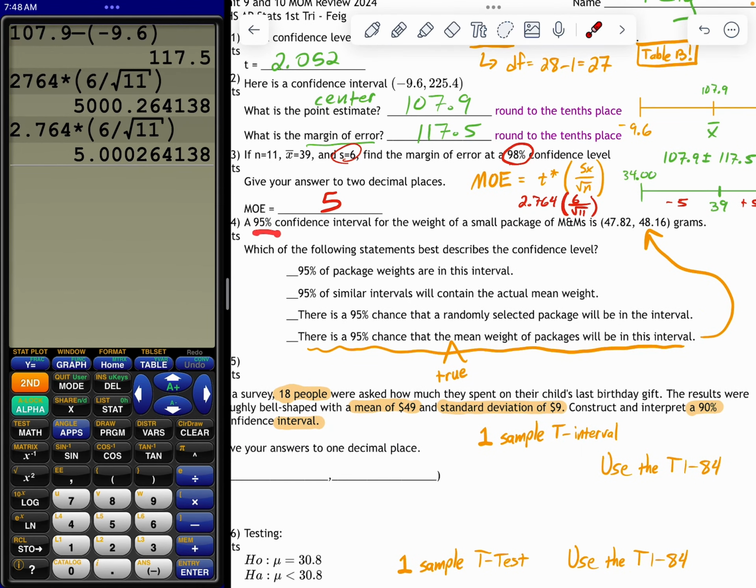Here's a 95% confidence interval for the weight of a small package of M&Ms. It's between 47.82 and 48.16. In other words, what we're asking here is, what does that interpretation mean? This is when we have used that sentence frame. We are 95% confident of what?